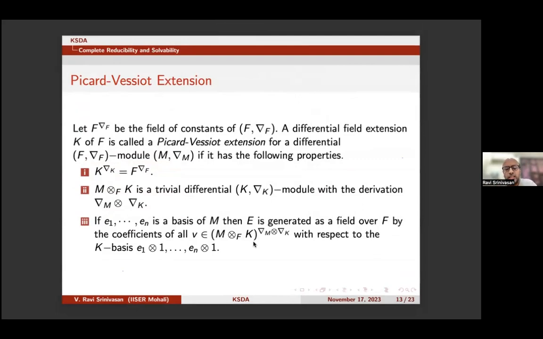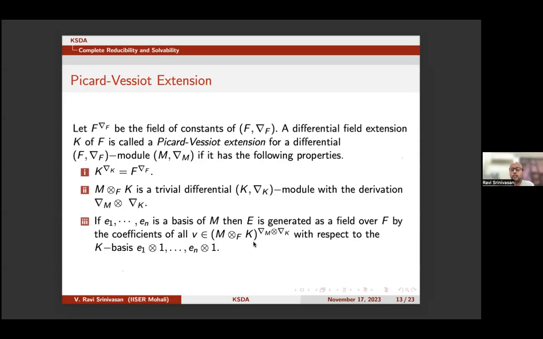So the Picard-Vessiot extensions can also be thought of without appealing to the differential equation. One can talk about Picard-Vessiot extensions of a differential module. So the constants are going to be the same as the ground field, and if M is the differential module, then M tensor K must be a trivial differential module in the sense that it should have enough constants. The dimension of the constants should be the same as the dimension of the module.